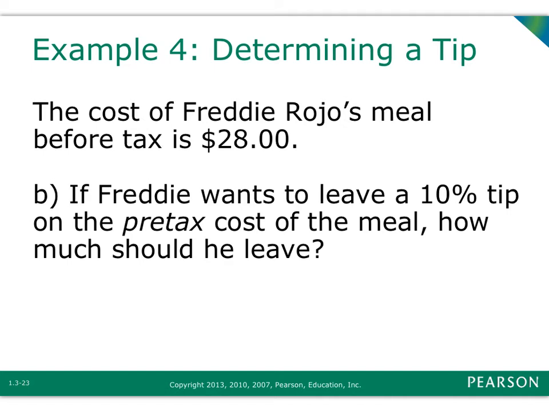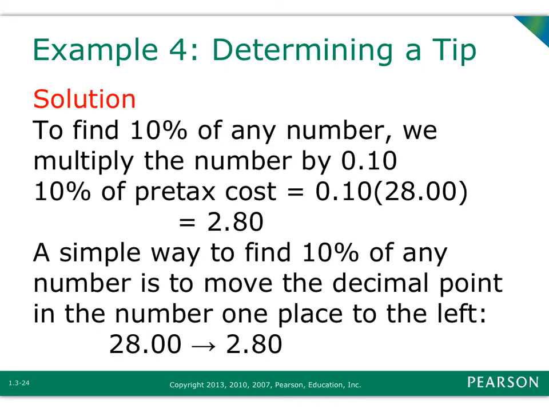Now, if Freddie wants to leave a 10% tip on the pre-tax cost of the meal, how much should he leave? To find 10% of any number, we multiply the number by 0.10. So the pre-tax cost would be 0.10 times 28. It would be $2.80, right? So a simple way to find the 10% is just move the decimal point to the left 1.